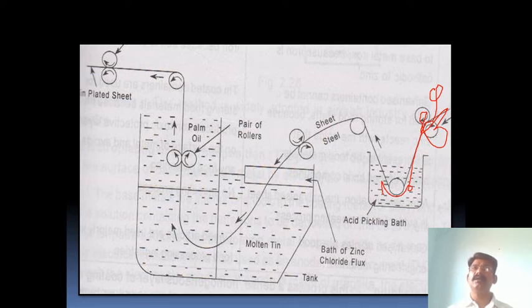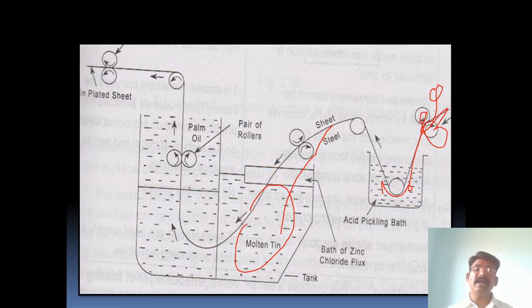So the old rust is there, very cleaned by pickling in acidic water, and then the iron sheet is slowly moving towards the molten tin. Here the molten tin is there. Here you have to use the zinc chloride as a flux. Zinc chloride, ZnCl2, used. There we have to use the ammonium chloride as a flux. Here we have to use the zinc chloride as a flux.